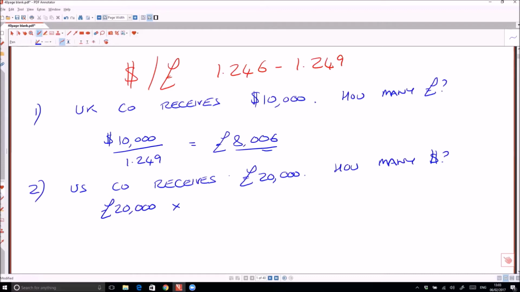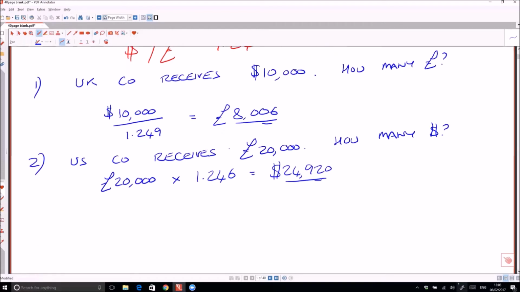And what does rule number 3 say? It says if we're buying the counter currency, we use the first rate. And so I think that comes to how many dollars? I think that is 24,920. Good. Just a little note.